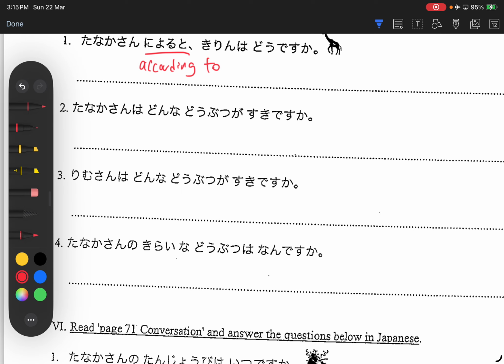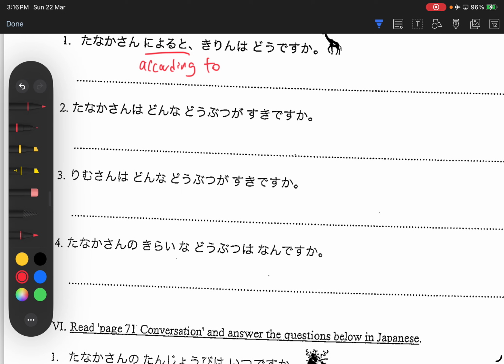Okay, next, number 3. Rim-san wa donna doubutsu ga suki desu ka? I think I answered wrong. Sorry? I think my answer is wrong. Try. I wrote Rim-san wa doubutsu ga hontou ni tanoshii desu. Okay, your answer is like he really feels happy about animals. Right, which is, yeah, you're right, it's not correct. Your answer is literally saying he's happy about animals, which sounds very weird. Asking what kind of animal. Yeah, he's asking what kind of animal he likes.